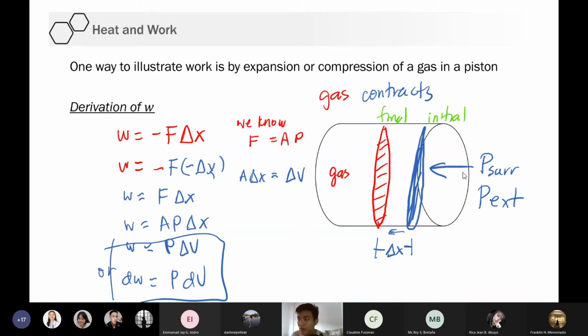Ayun lang. So, nagko-contract siya kapag pinupush siya ng environment ng paligid. Kaya lumiliit yung volume niya. Okay? Pero kapag gas expansion naman, yung pressure ng gas yung tutulak doon, until maging pantay sila. Until they are equal. Okay? So, ayun lang.